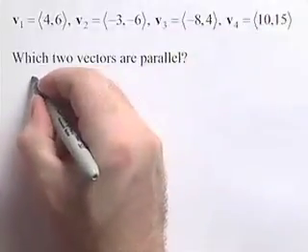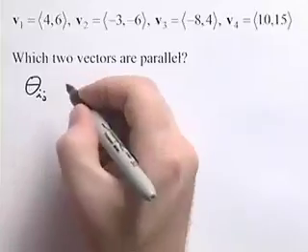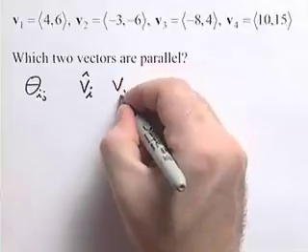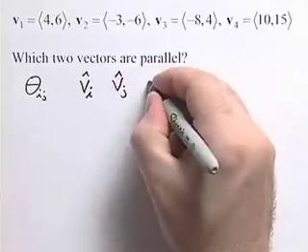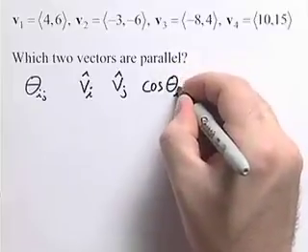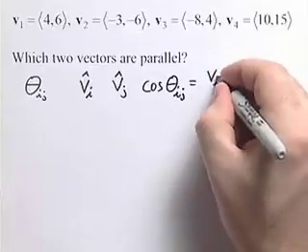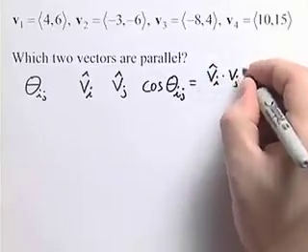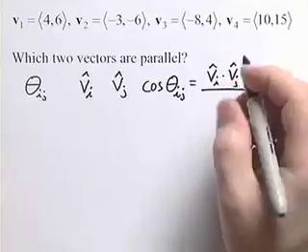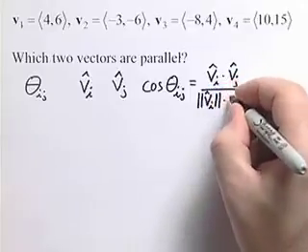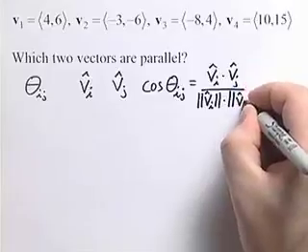Here we're given a set of vectors, and we're asked to determine which two vectors are parallel. We need to recall that if we have an angle theta subscript ij, the angle between vectors v sub i and v sub j, then the cosine of theta ij is equal to the dot product of vector i and vector j divided by the magnitude of vector i times the magnitude of vector j.